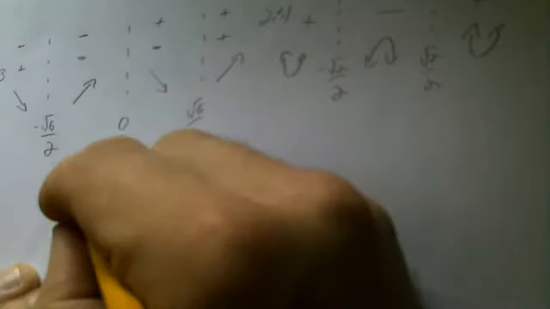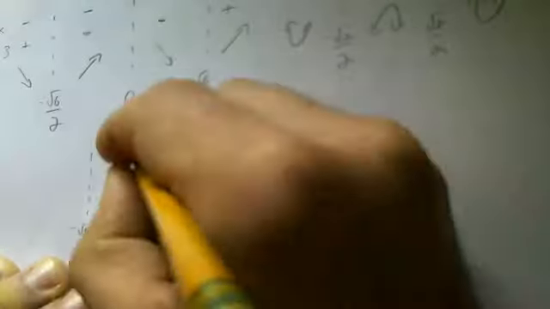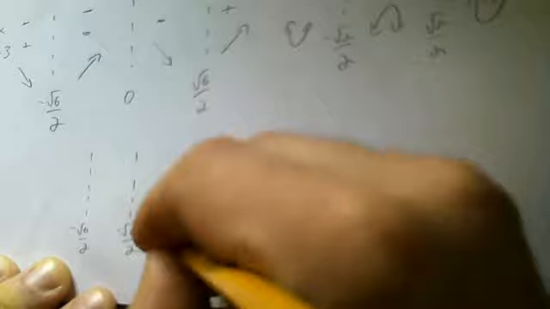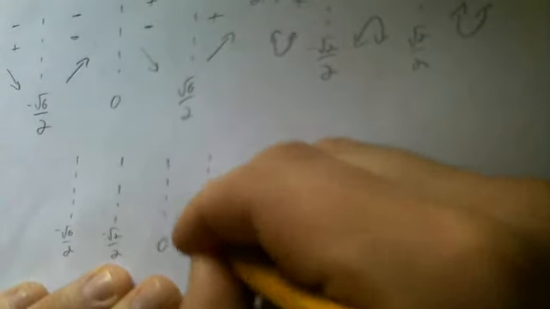So now what we're going to do is combine all of the information that we have, our rise and fall pattern and our concavity chart, onto one chart. So I'm going to list all of my values in order: negative radical 6 over 2, negative radical 2 over 2, 0, positive radical 2 over 2, and radical 6 over 2.